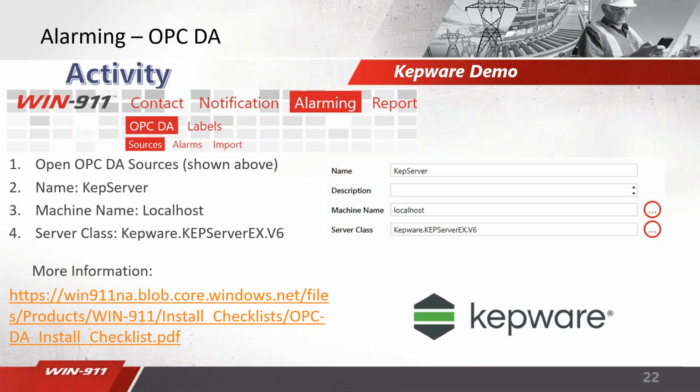But if you're using Delta V or ClearScape or some other OPC server, those server classes can get long and ugly really quick. And instead of copying and pasting or typing out 30 characters for a connection string for server class, there is a browse function. And then there is the install checklist, the link at the bottom left. If you go to our website and go to resources documentation, there's an install checklist for OPC, and it covers all this in much more detail. But that's pretty much it for the source, right? That's what we're connecting to.